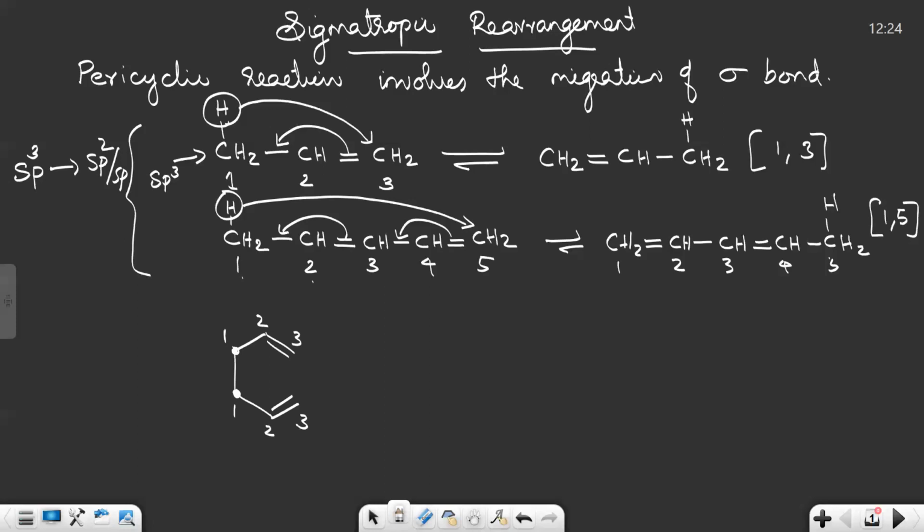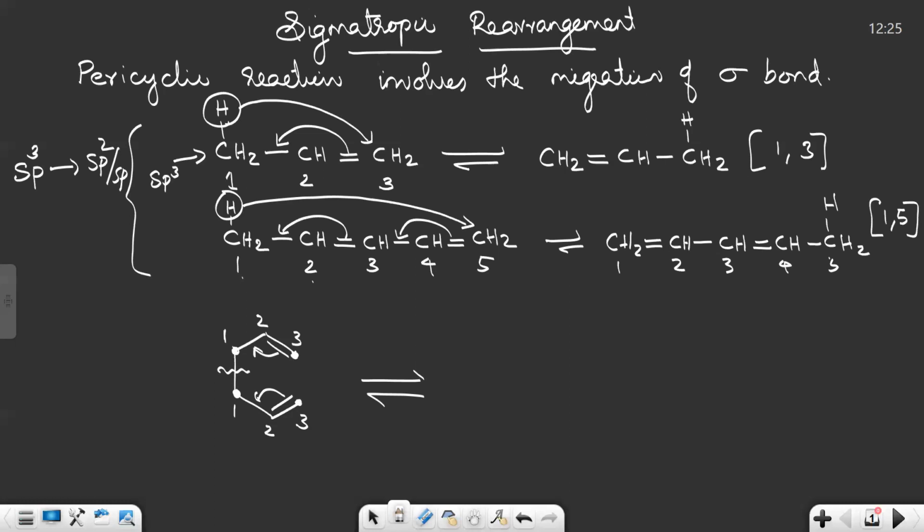In this compound, the sigmatropic rearrangement takes place like this. The 1-1 bond will cleave, and a new bond will be formed on 3-3. The third carbon atom of the top one and the third carbon atom on the bottom side will make a new bond. 1-1 will break and 3-3 will form. At the same time, the double bonds will shift their place. That happened in both our previous examples too, right? The shifting of double bonds.